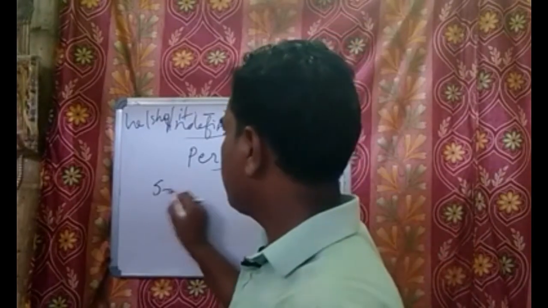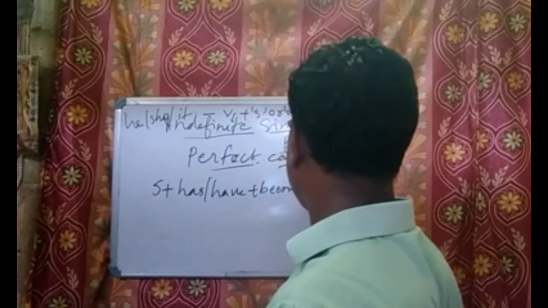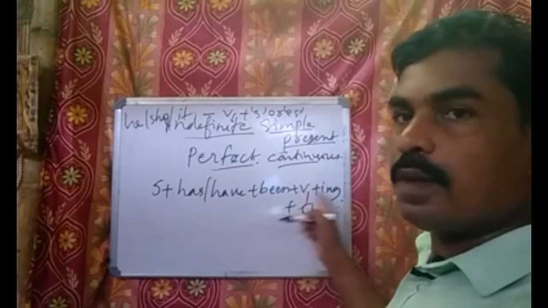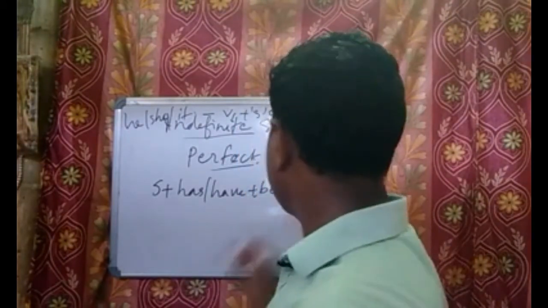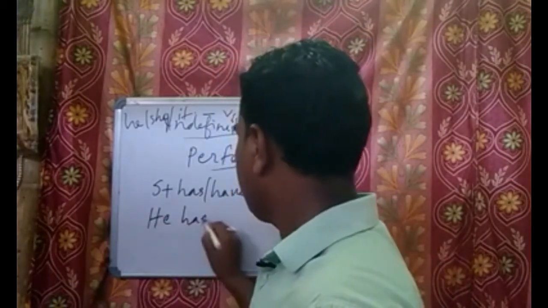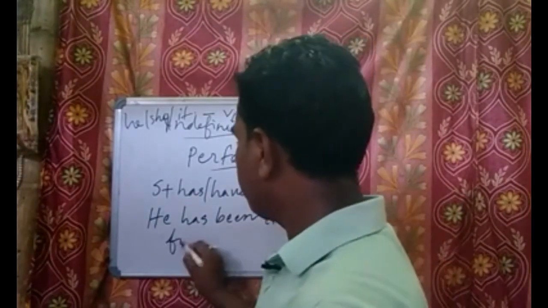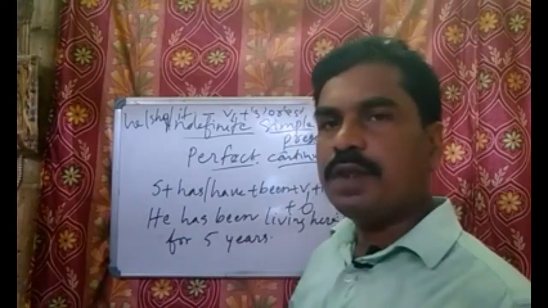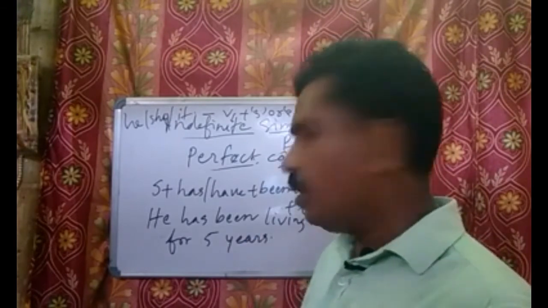So the structure is subject plus has or have plus been plus verb 1 plus ing plus object. Okay, subject plus has or have plus been plus verb 1 plus ing plus object. Has been or have been. Okay, and we also use since or for to indicate the time. He has been living here for 5 years. Okay, the time is also indicated here. He has been living here for 5 years. 5 years before he started living here, and now also he lives here. He has not left this place. Continues. Okay, I've used for 5 years.